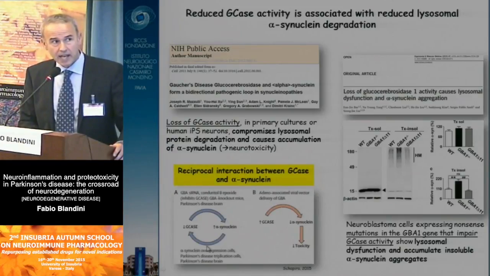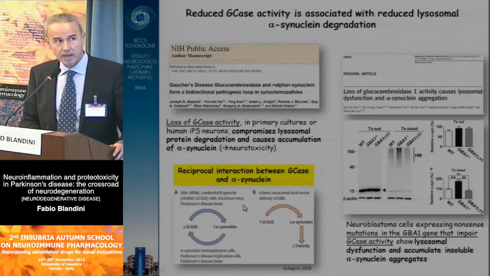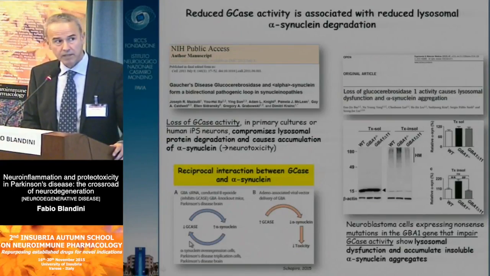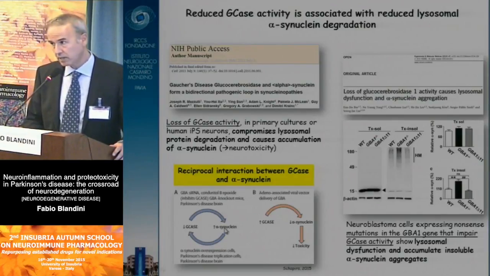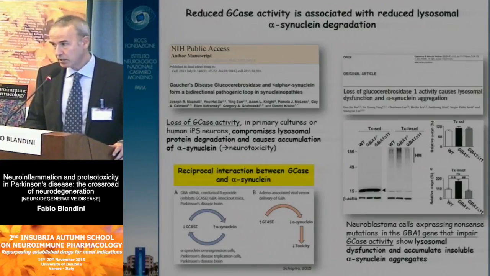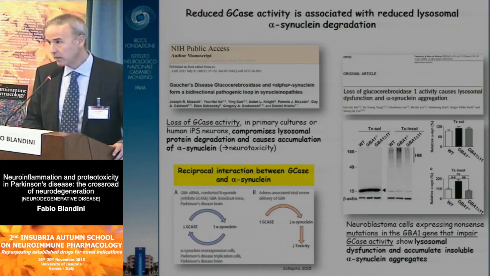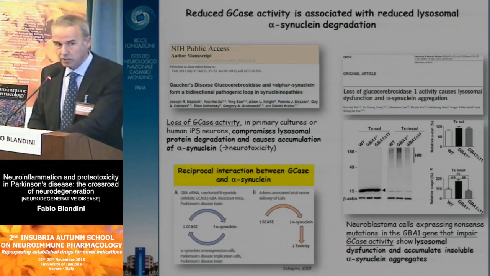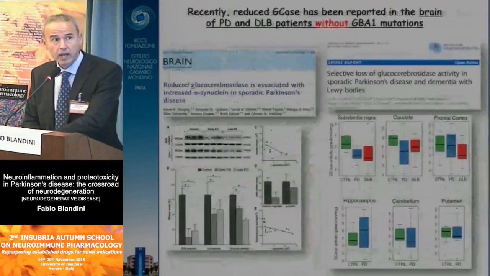So the idea is basically, like I was saying, that there might be a reciprocal interaction between glucocerebrosidase and alpha-synuclein. That basically means that if we have a reduced activity of glucocerebrosidase, we will have an increased accumulation of alpha-synuclein, and vice versa. Because also alpha-synuclein, once it starts to accumulate in its pathological forms, can impact on the activity of glucocerebrosidase, possibly triggering the occurrence of a vicious cycle.